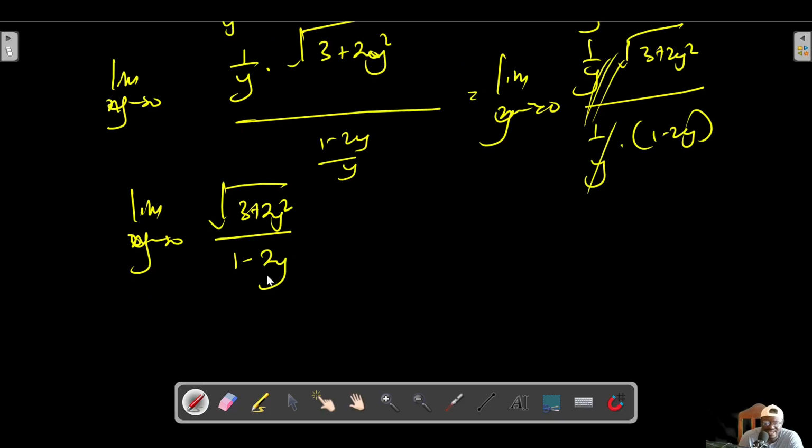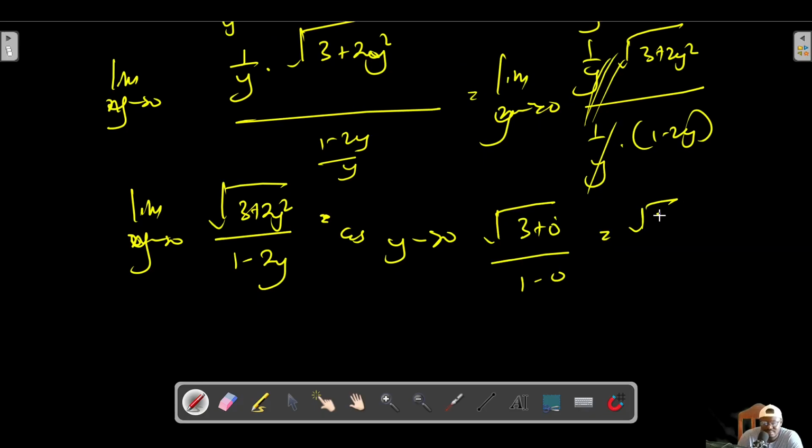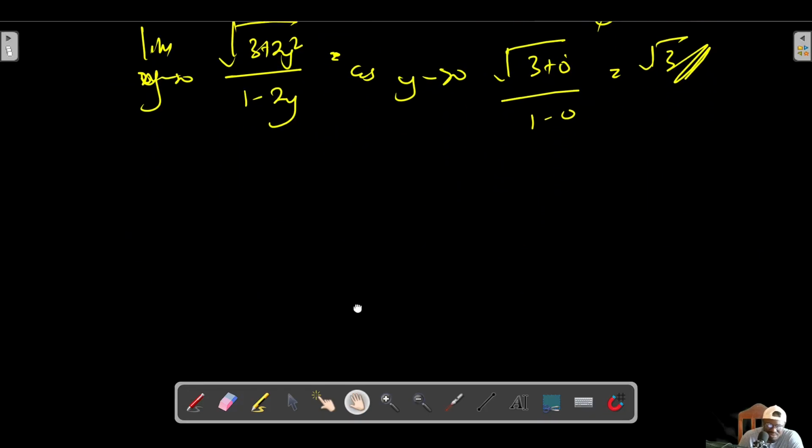What are we going to get? We end up with, as y approaches 0, the square root of 3 plus 0 divided by 1 minus 0. So our answer becomes root 3.